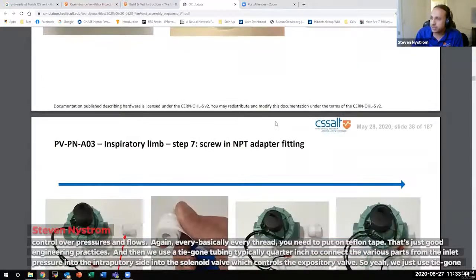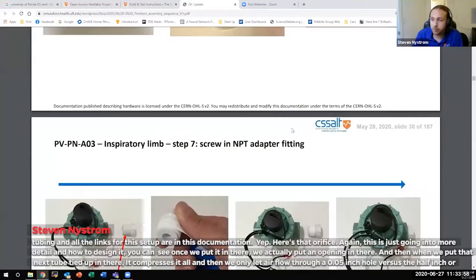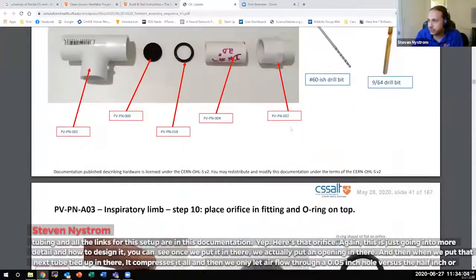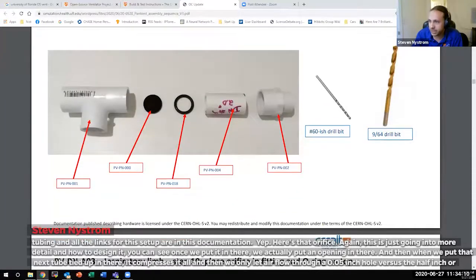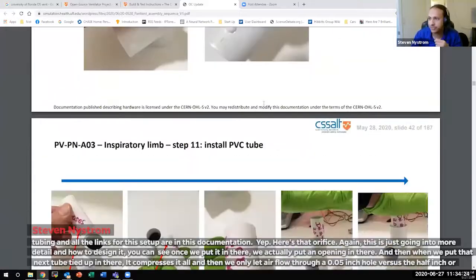And then we use Tygon tubing, typically 1/4 inch, to connect the various parts from the inlet pressure into the inspiratory side, into the solenoid valve, which controls the expiratory valve. So we just use Tygon tubing, and all the links for this setup are in this documentation. Scrolling down. Yep, here's that orifice again. This is going into more detail on how to design it. You can see once we put it in there, we put an O-ring in there. And when we put that next tube tight up in there, it compresses it all. And then we only let air flow through a 0.05 inch hole versus the 1/2 inch or 1/4 inch or whatever it is.